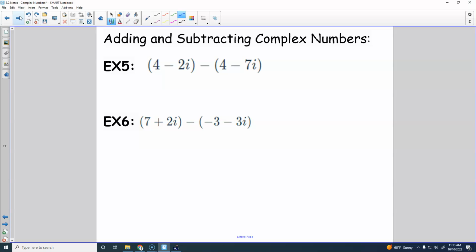Okay, adding and subtracting complex numbers. This should be very straightforward for you guys. It's just like you would do if i was a regular variable. Okay, so at the level of math you guys are at, you should be very proficient with this. You would just distribute your negative here. So you get 4 minus 2i minus 4 plus 7i. And then just combine your like terms. In this particular case, the 4 and the -4 cancel each other out. So you get a 0 there. And then -2i and 7i would give you 5i.